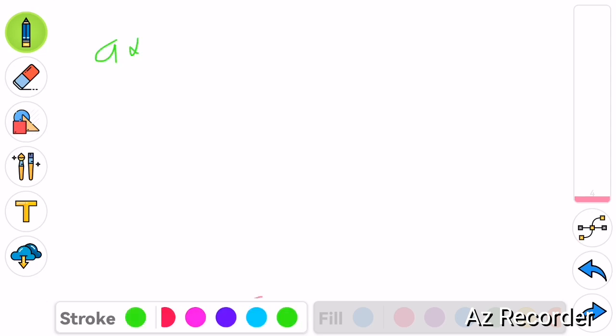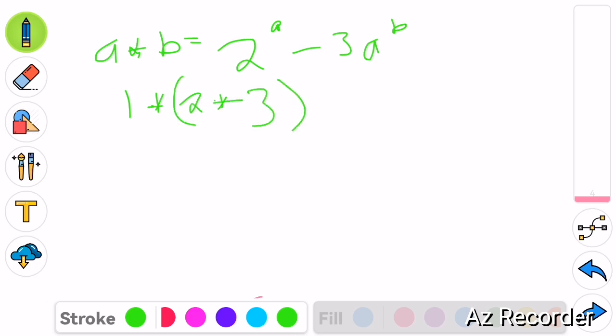A star B being equal to, let me have something complicated: 2 to the power A minus 3B to the power A. Is this complicated enough? No, it's not. Let me say 3A to the power B. Yeah, looks more complicated. I love complicated stuff. So here I'm going to say, let us evaluate 1 star 2 star 3. Let me put the brackets there. This is what we're evaluating here.